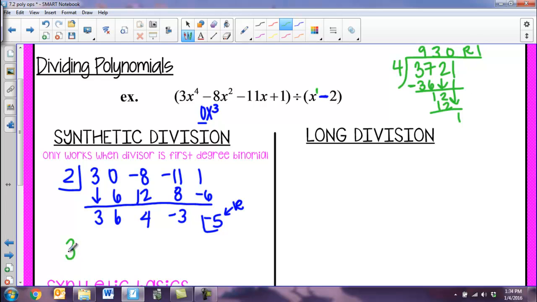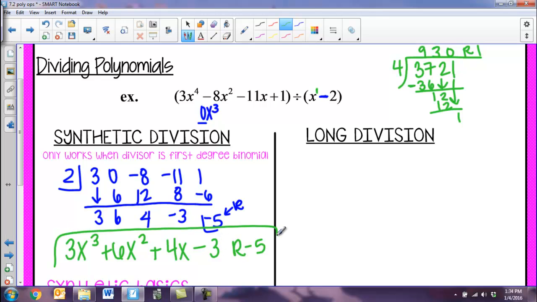So my first coefficient is a 3x, and you're going to start 1 degree lower than what you had. This right here was a 4, so I'm going to have a 3 here. Then plus 6, next exponent down, 4x minus 3, remainder negative 5. Okay, that is your answer.